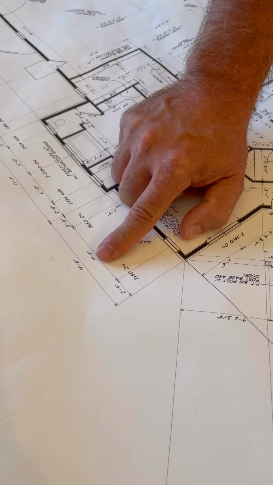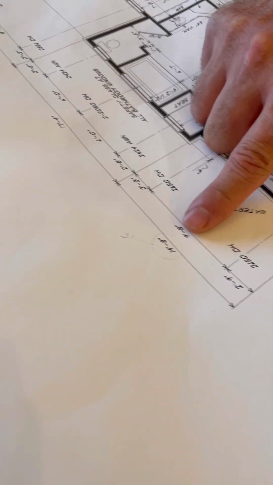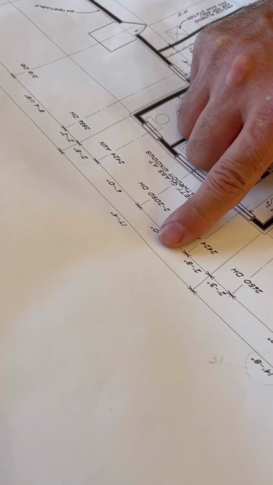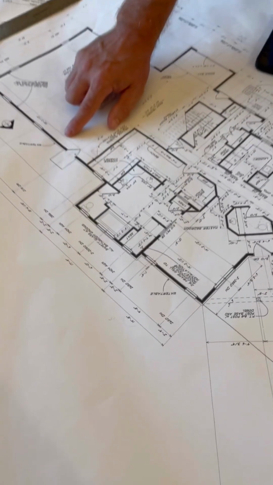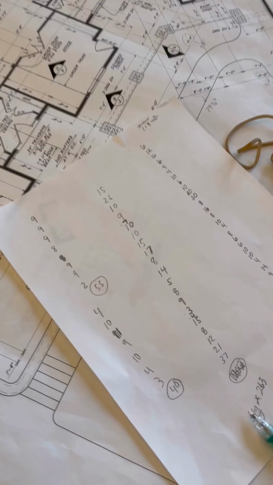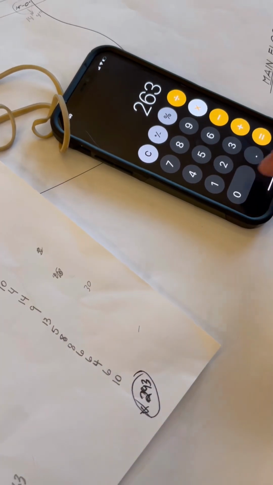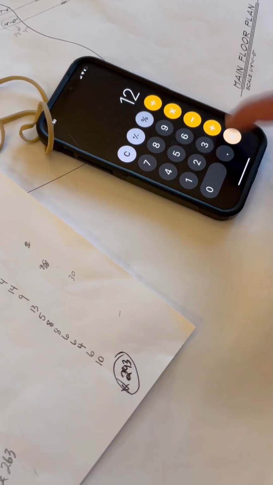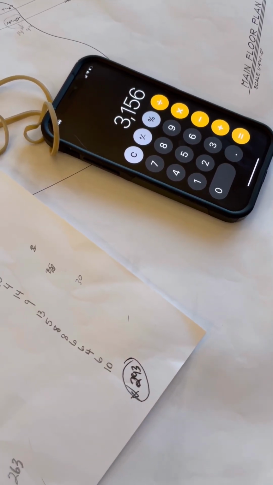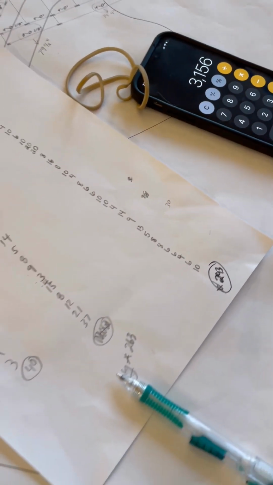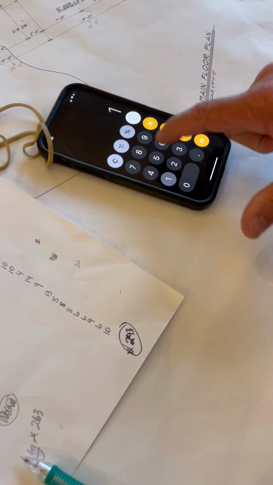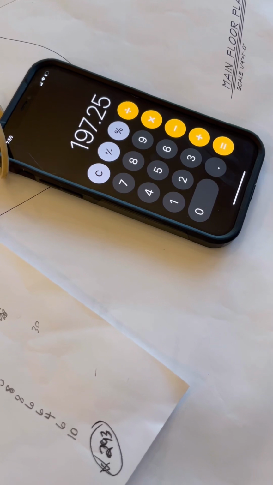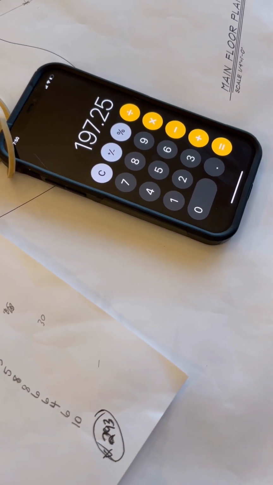For the exterior 2x6 walls, I start by adding up all the measurements for the entire perimeter of the house. I'm not counting the garage because those studs are a different height. The total comes out to 263 feet. So I go ahead and multiply that by 12 to convert it into inches. 3,156 inches. Next, I divide it by 16. Since the studs are 16 inches on center, that's 197 studs.